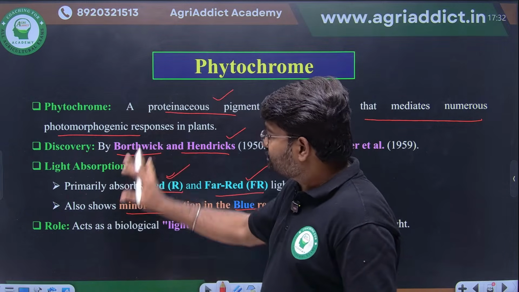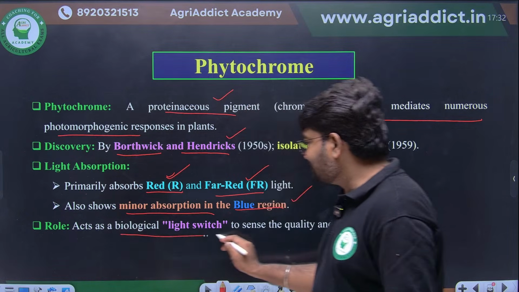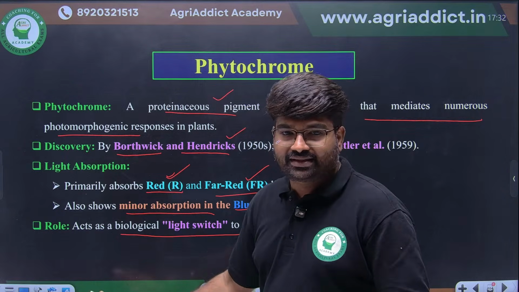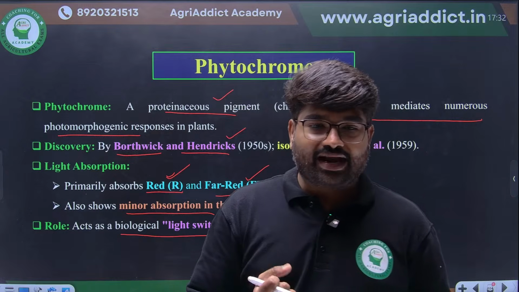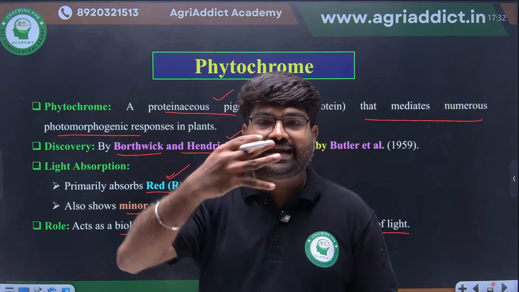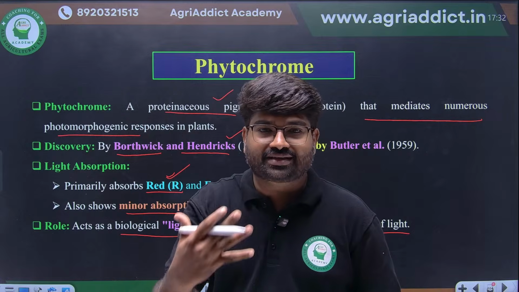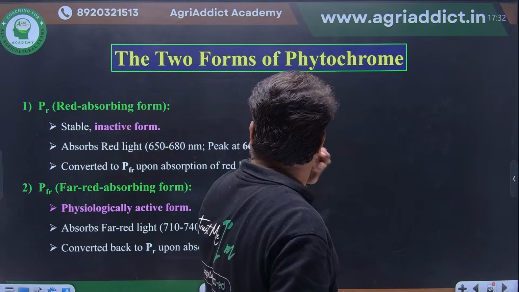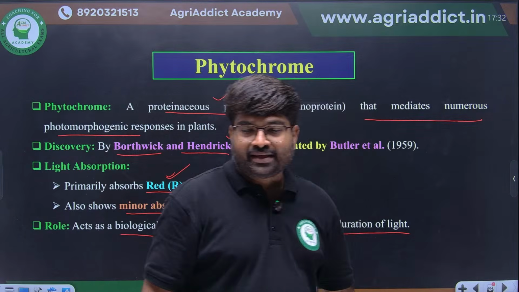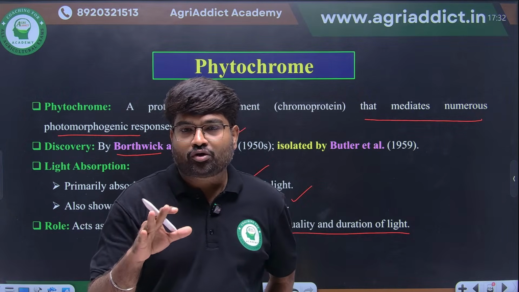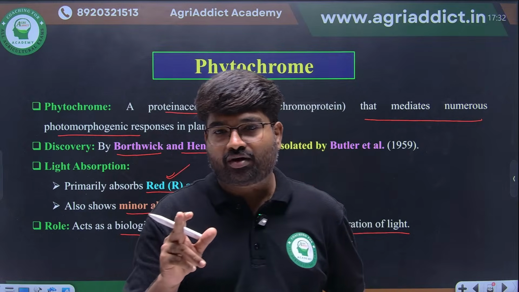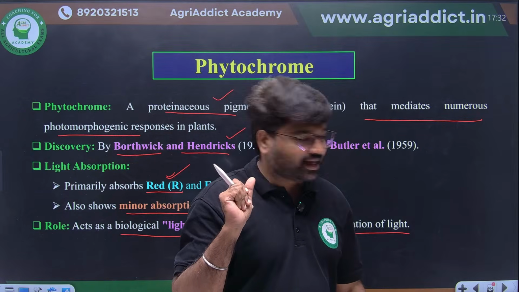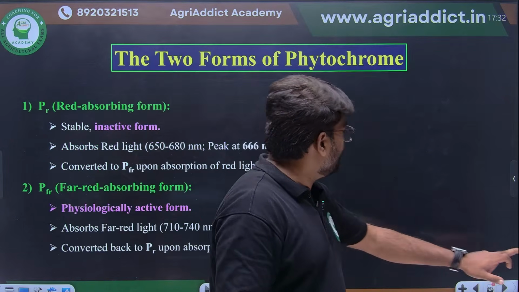The major role of phytochrome is that it acts as a biological light switch to sense the quality and duration of light. This is the major role. If the light quality is right, it will enhance the particular physiological function. I hope this is clear. Another most important thing I forgot to add in this slide: phytochrome is a dimer protein. This is also an important point. Phytochrome is a dimer protein of 250 kilodalton size. This is also another important point you have to remember.